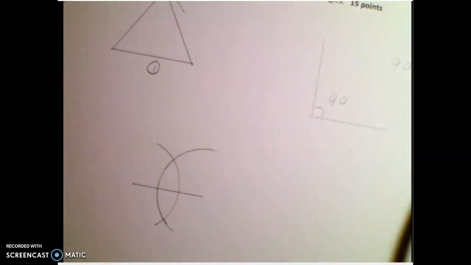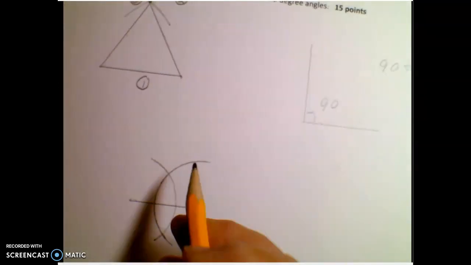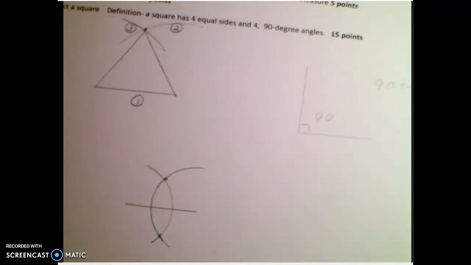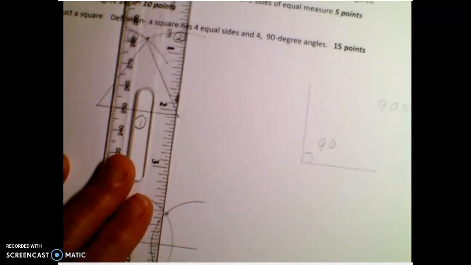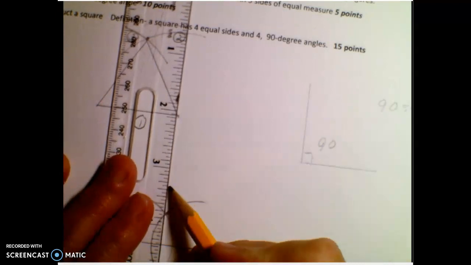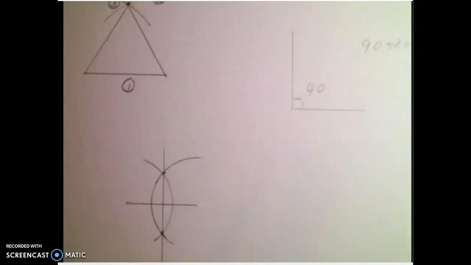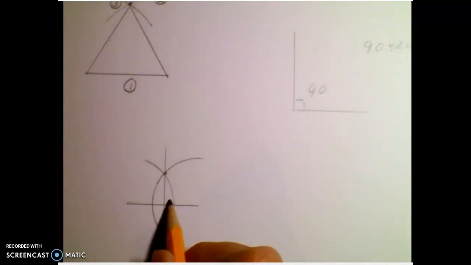Okay, so that's bisect a segment. Well, how does it bisect it? Well, I'm going to connect from here to here, and it's going to cut it in half. Now, the nice thing about when it does that, it also forms a 90-degree angle right there. So this angle right here is 90 degrees.